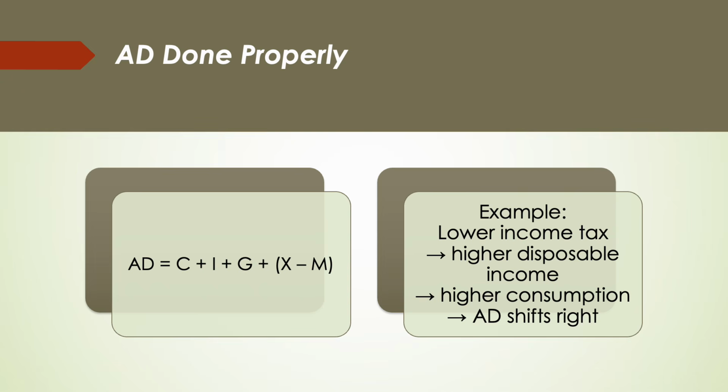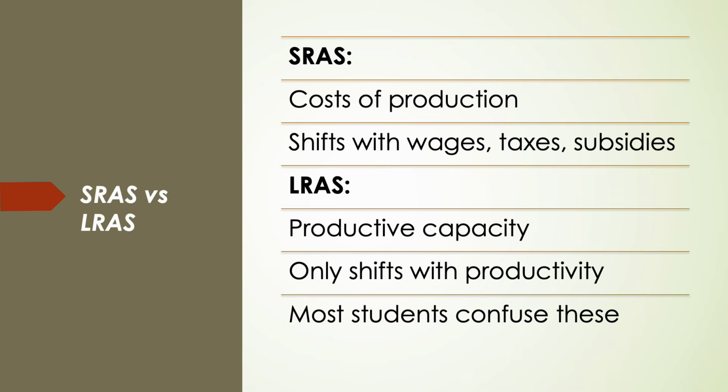Aggregate demand is C plus I plus G plus X minus M. So for example, if income tax falls, disposable income increases, which increases consumption, C, and that's what shifts AD to the right. You always need that full chain, not just, quote, "AD increases." This is where a lot of students lose marks.